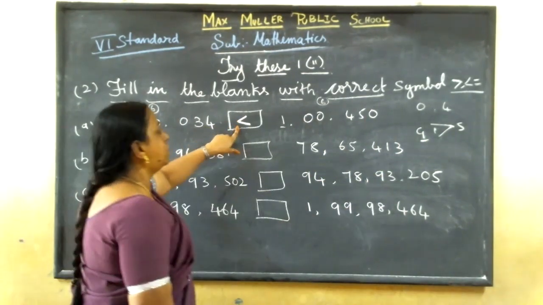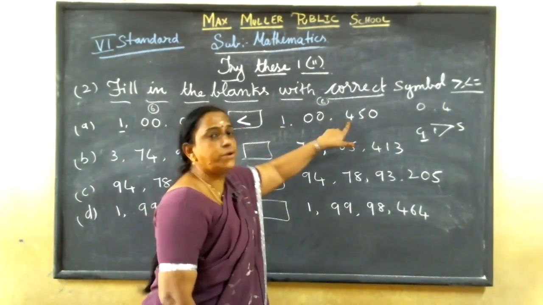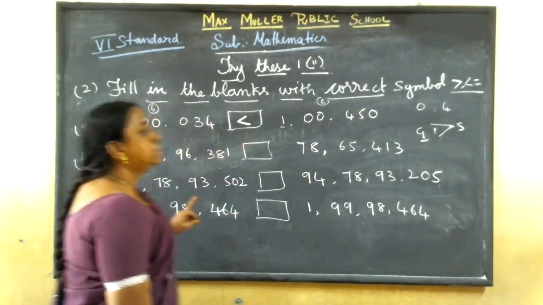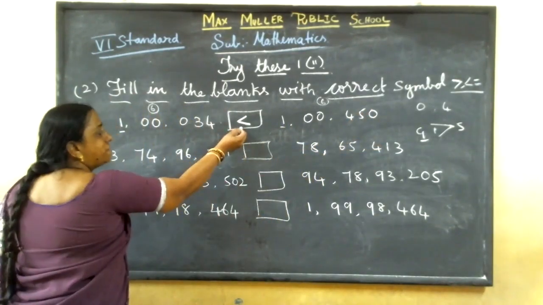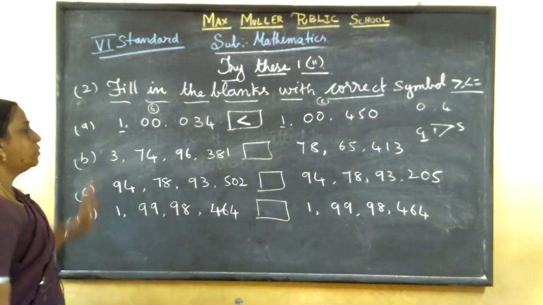So 1,34,000 is smaller than 1,450,000. Clear? This is the less than symbol. Okay, now next one.